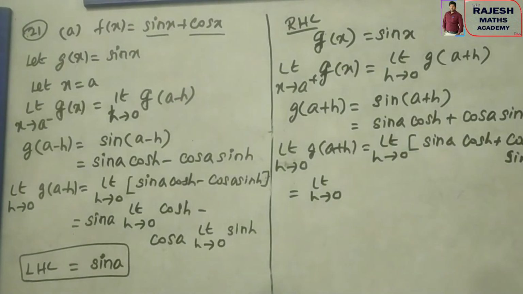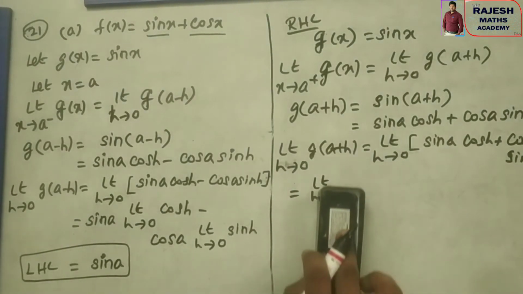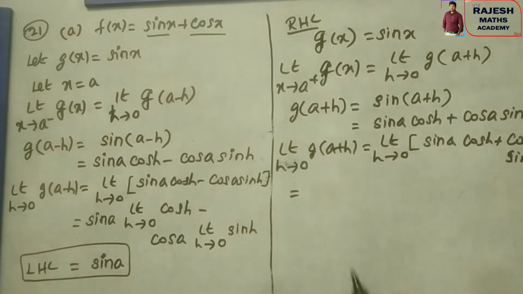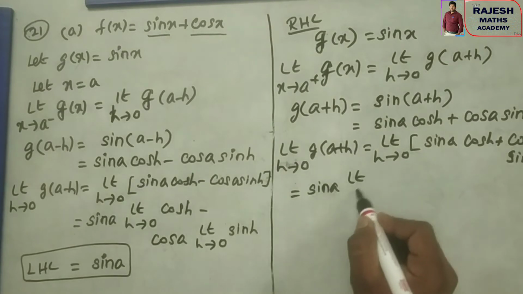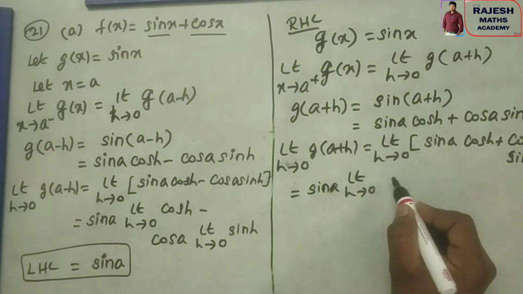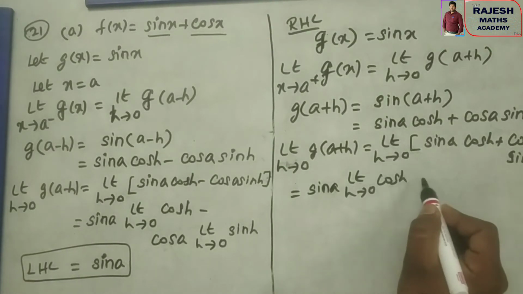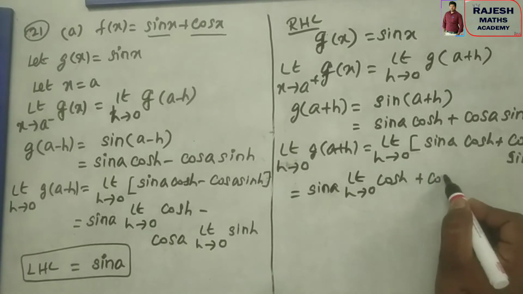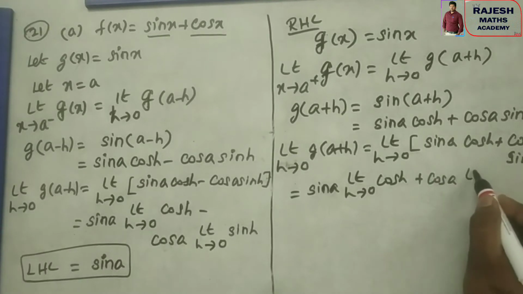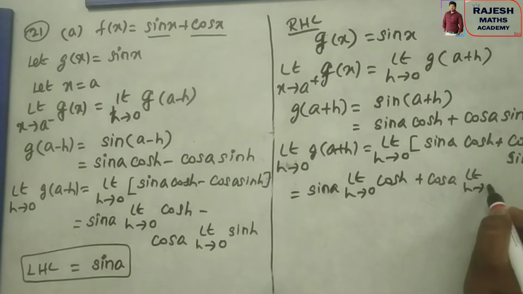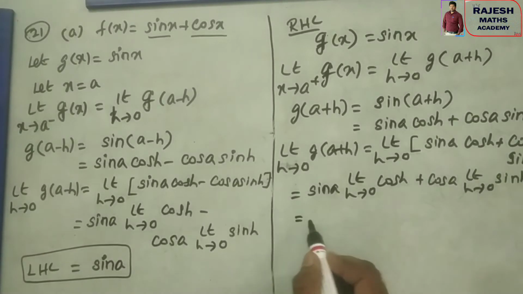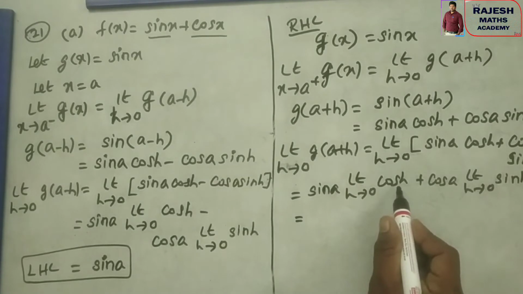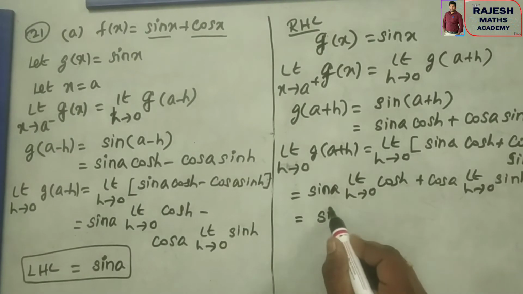So what is independent of h here? It is sin a, that I can take outside and apply the limit. So that is sin a into limit h tends to 0 of cos h. Similarly cos a is independent of h, so cos a will be taken outside, remaining limit h tends to 0 of sin h. Now apply limit h equal to 0: cos 0 equal to 1, so that will be sin a.